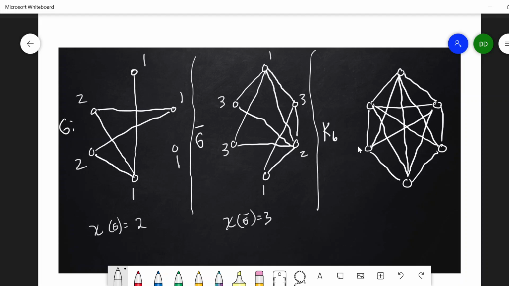And then in the coloring of K6, so this vertex here will be assigned the color 1, 1. This one will be assigned 2, 3. Here we'll have another 2, 3.